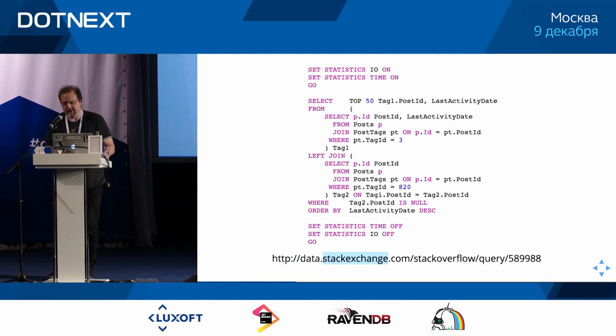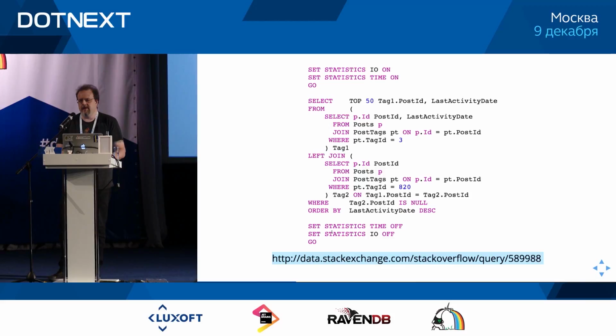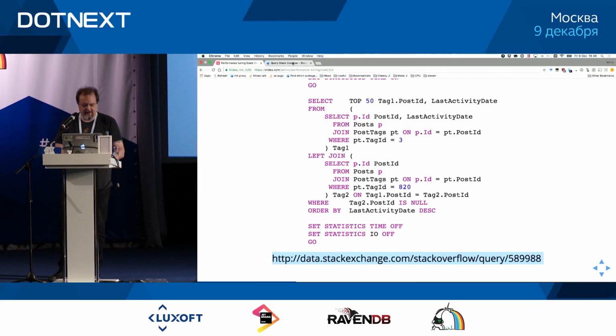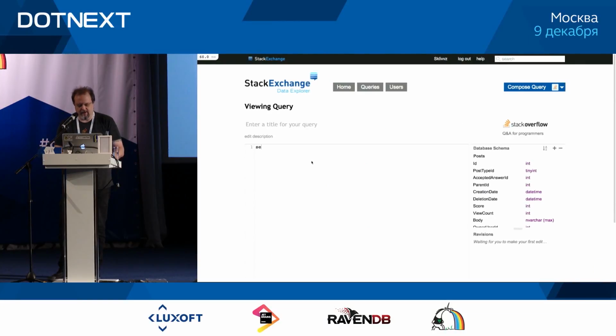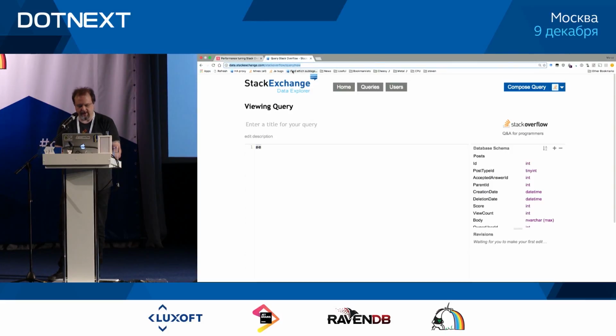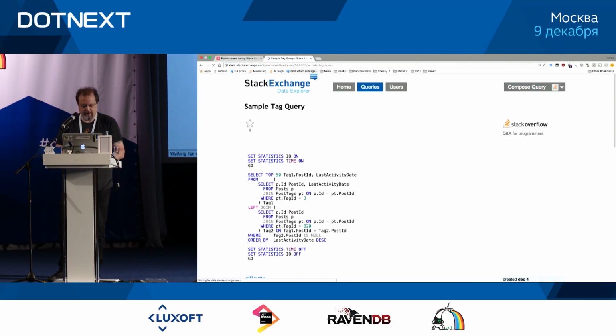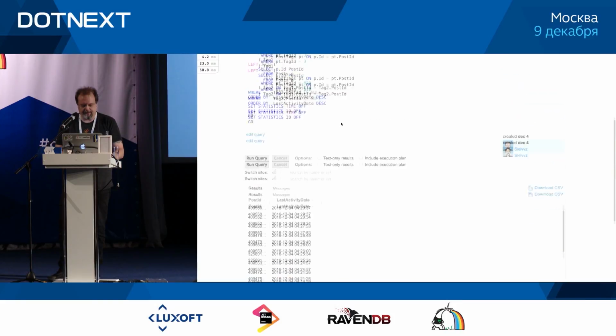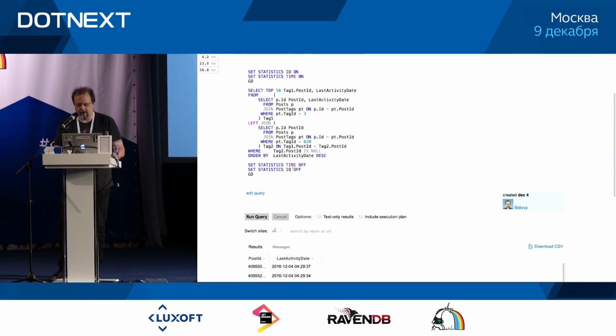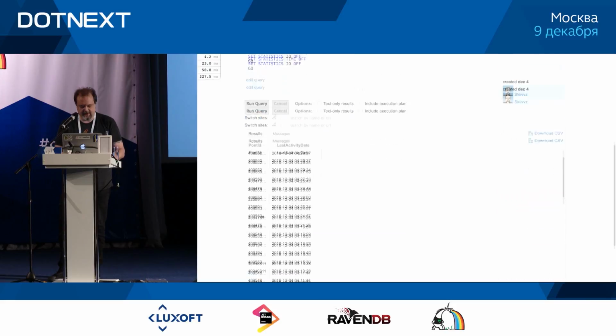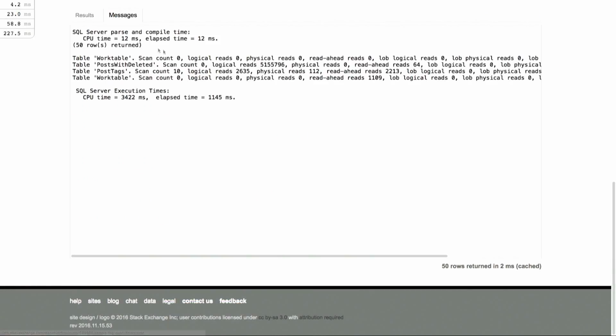There is a site called data.stackexchange where everyone can go and run queries against our database. So you can try stuff there. Okay, so for example, I can just go to one that I created before. There you go. So this is the same query as there. If I run it and I look at the messages, it will tell you things like this, right?